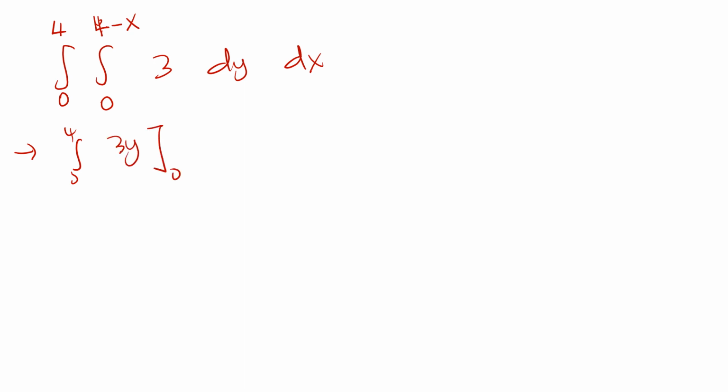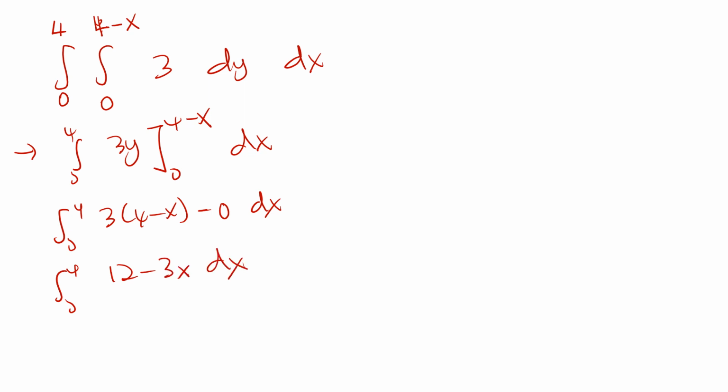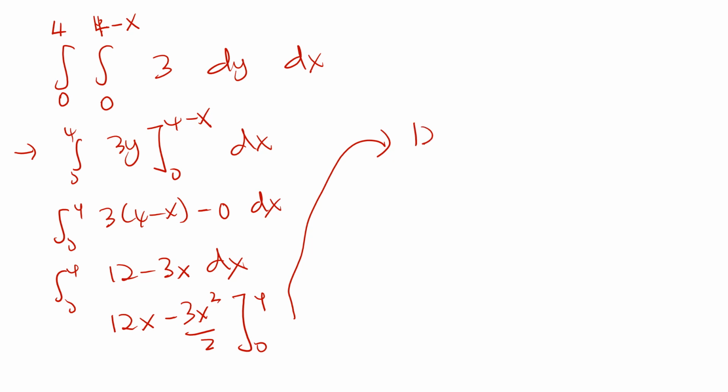Okay, next. Integrating directly 3 dy dx becomes so easy now. Hopefully you already understand how to do the limit 0 to 4. Integrating with respect to y gives 3y, from 0 to 4 minus x, dx. Now substitute the limit: 3 times (4 minus x) minus 0, dx, so you get the integral from 0 to 4 of 12 minus 3x dx. Now integrate with respect to x: you get 12x minus 3x squared over 2, from 0 to 4, so it is 12 times 4 minus 3 over 2 times 4 to the power of 2. The answer is 24, if I'm not mistaken.